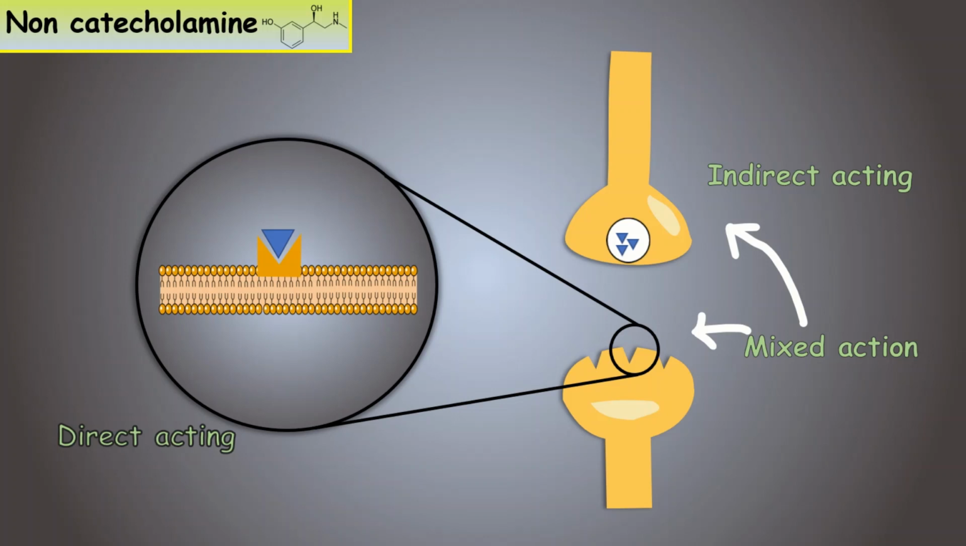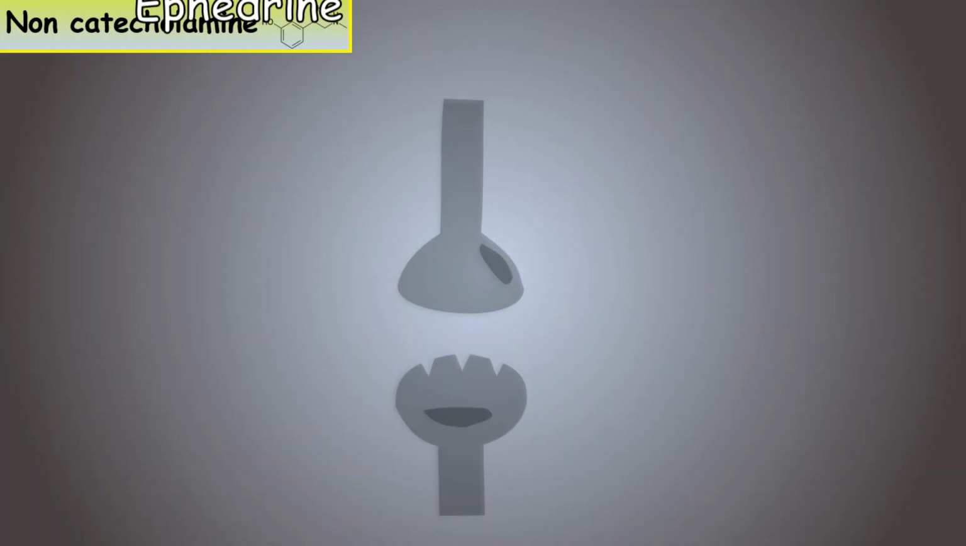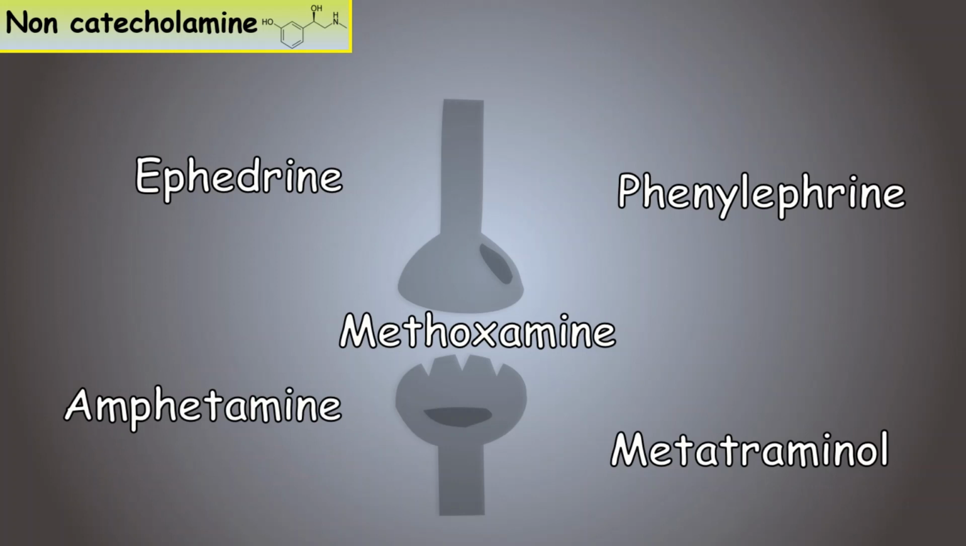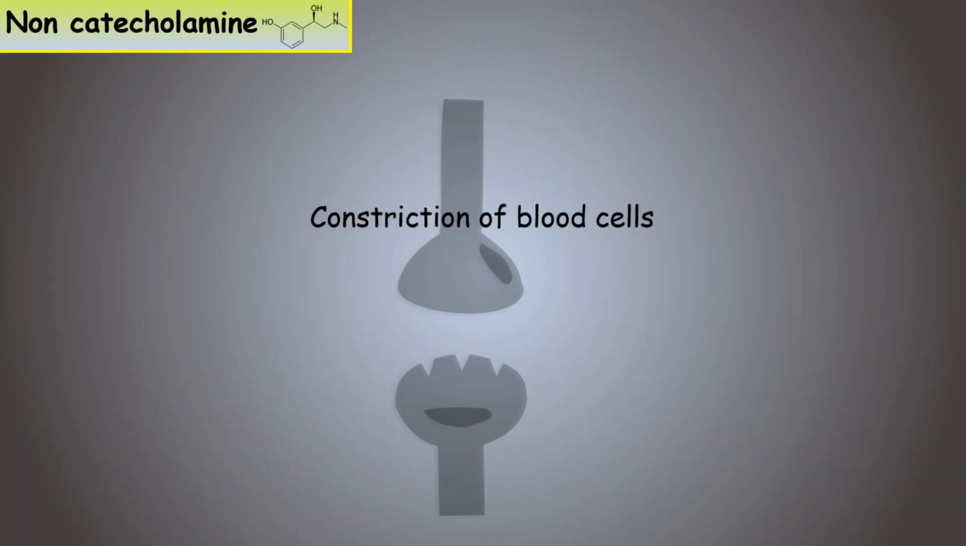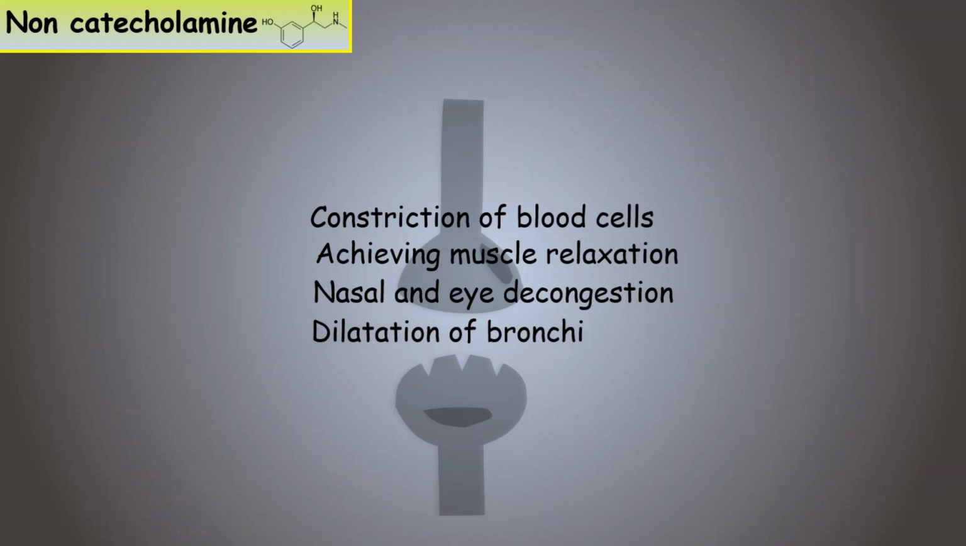Noncatecholamines are adrenergic drugs that are used to activate the alpha and beta receptors. These drugs do not contain catechol in their nucleus. Some examples of these drugs are ephedrine, phenylephrine, amphetamine, metaraminol and methoxamine. These drugs are used as treatment for various ailments such as against constriction of blood vessels, for achieving muscle relaxation with ease, for nasal and eye decongestion and for dilatation of bronchi.